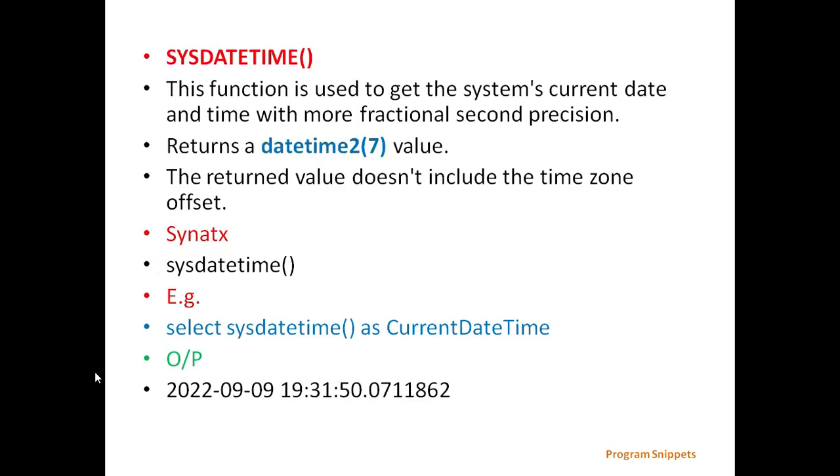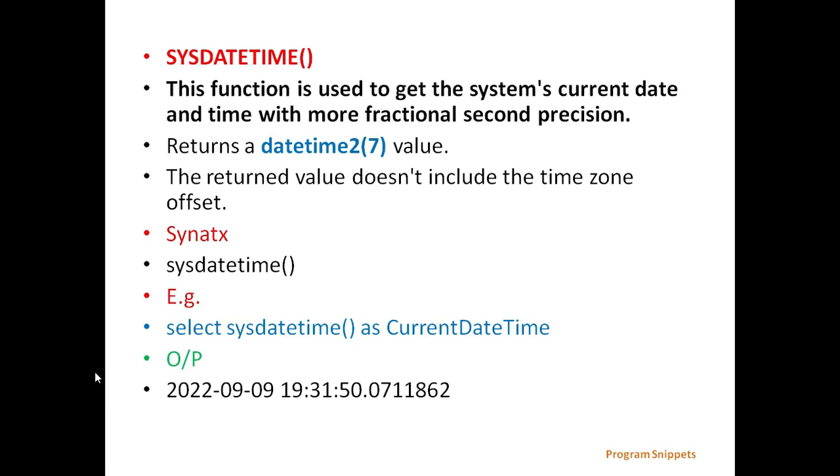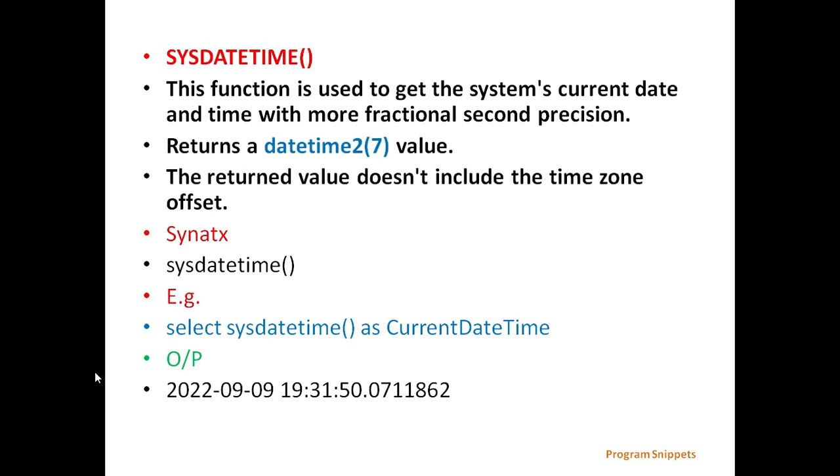Next is SYSDATETIME. This function is used to get the system's current date and time with more fractional second precision. It returns a datetime2 value. The return value doesn't include the time zone offset. General syntax is SYSDATETIME. For example, if we give SELECT SYSDATETIME AS current_date, it will give the output with current date and time and fractional second precision.